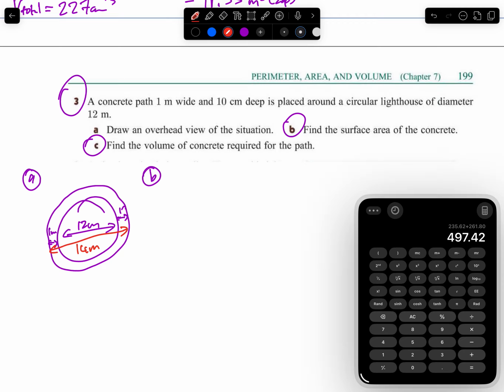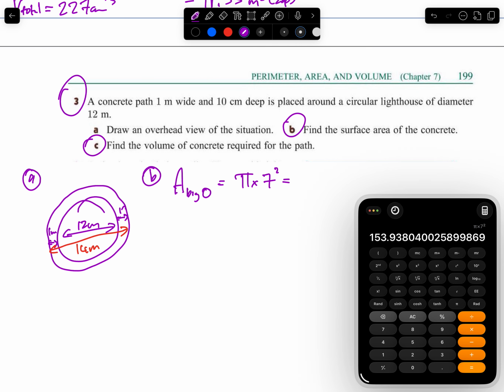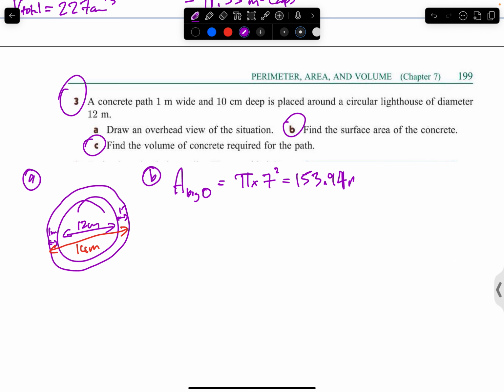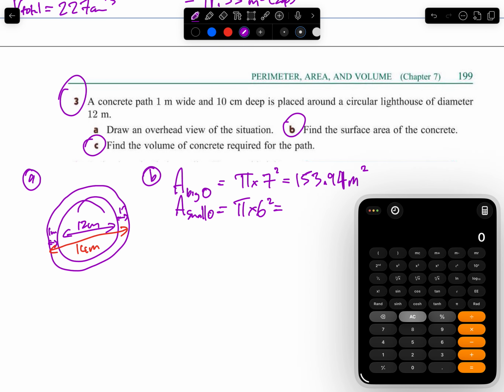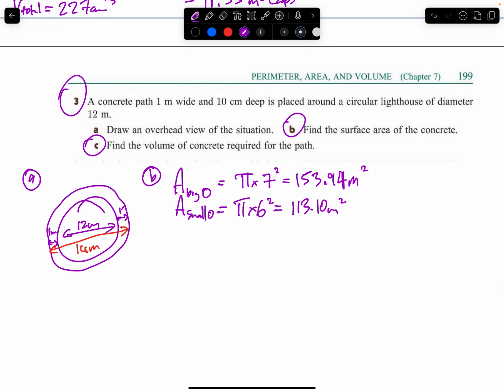So the surface area of the concrete, we have this donut shape, which is going to be a big circle minus a small one. So the area of the big circle equals pi times by radius of 7 squared. 153.94 square meters. Area small circle is going to be pi times by 6 squared. 113.10 square meters.